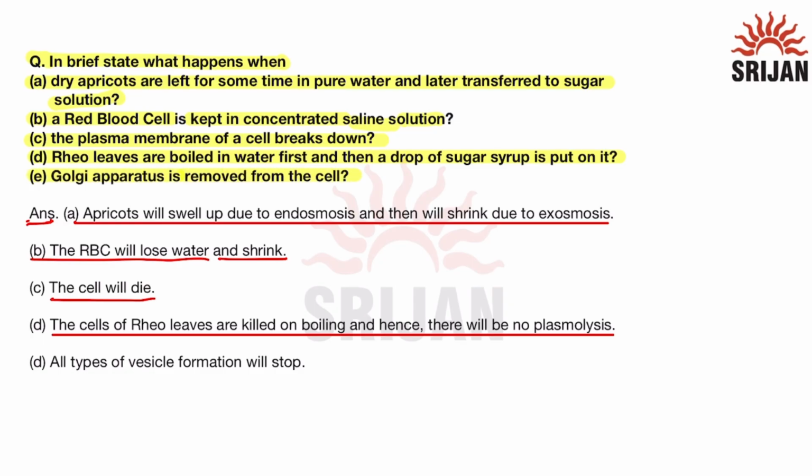Now the next part of the question reads that Golgi apparatus is removed from the cell. So if Golgi apparatus is removed from the cell, all types of vesicle formation will stop. In a cell, the Golgi apparatus has a function that all the material that is formed in the ER, for example the proteins formed in the endoplasmic reticulum, all these come to the Golgi apparatus and it forms vesicle-like structures. So it has the function of packing the materials. So if Golgi apparatus is removed, all these functions will not be performed and vesicle formation will also stop.